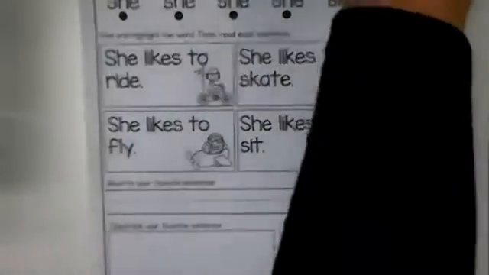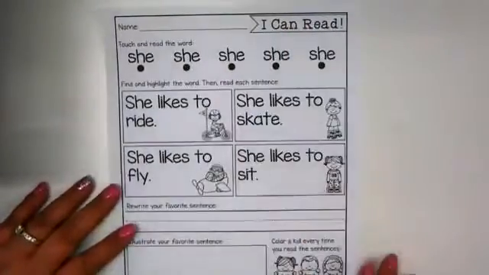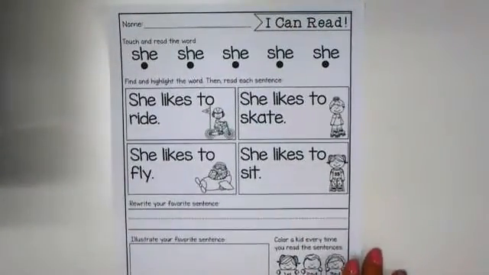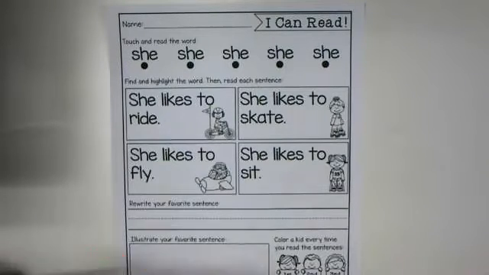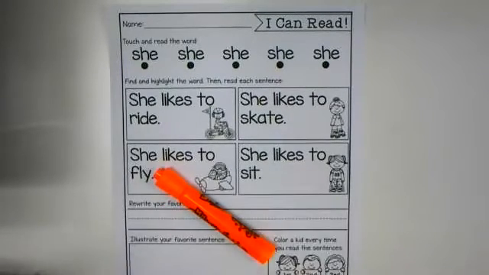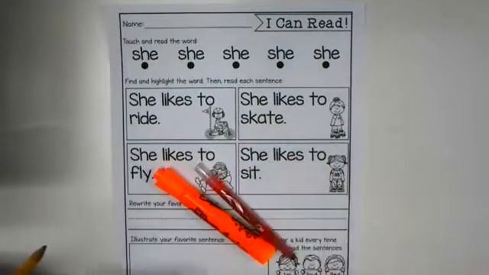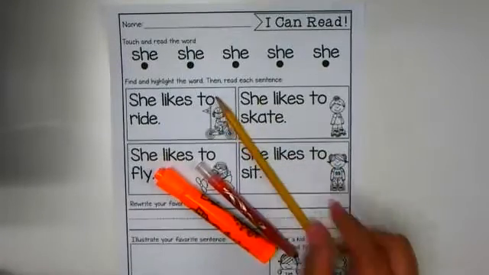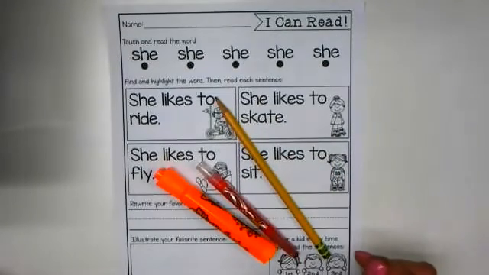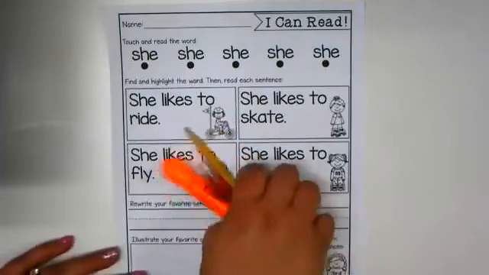All right, so let's take a look here. You're going to go ahead and get out your I Can Read sheet with the sight word she on it. I think I said the word some before, sorry about that. It's the sight word she. And you're going to need a couple of things. You're going to need a brightly colored highlighter, whatever your favorite color crayon is, and a pencil. Okay, so you're going to need those three things to do this assignment today.